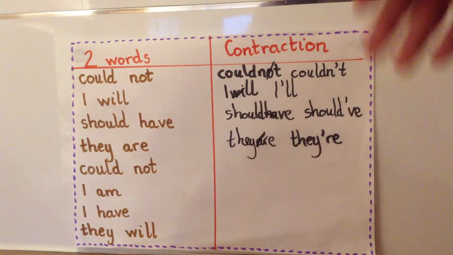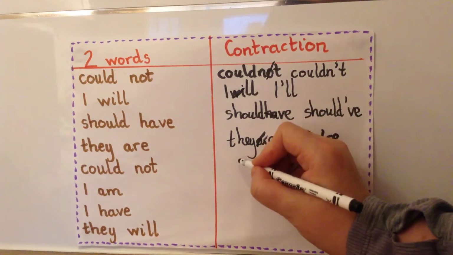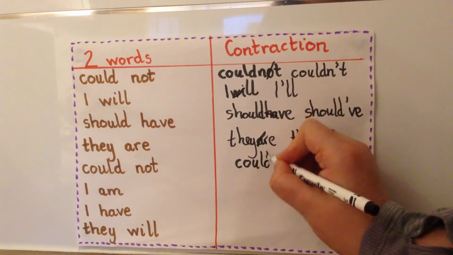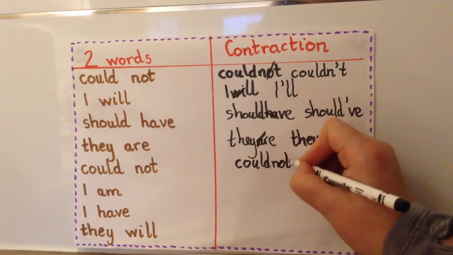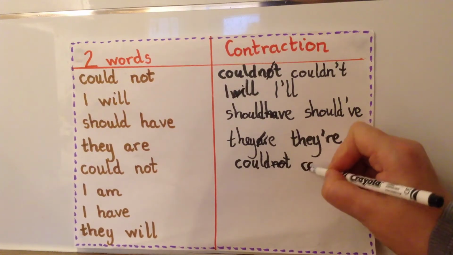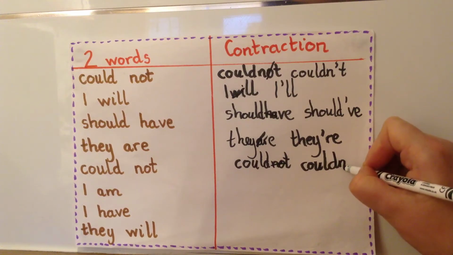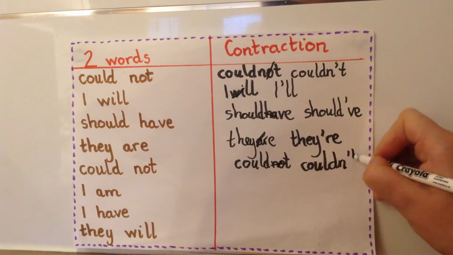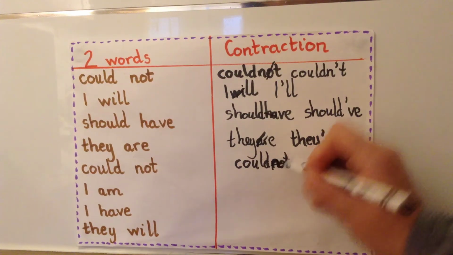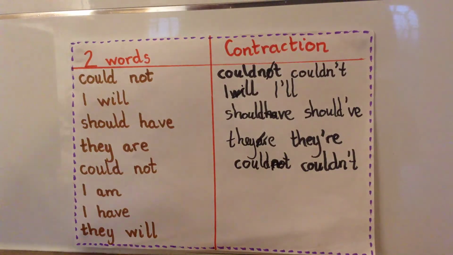Next one, could not becomes couldn't. Now at this point you might think you don't have to write them both next to each other. You might be able to skip that step by now. So could not, I'll just put them so you can all see. Becomes couldn't, I'm taking away two letters in this case. Sorry, I was only taking away one letter, I made a mistake there. My N is staying. Just when I looked at that again in closer detail, I spotted my mistake, so I fixed it.